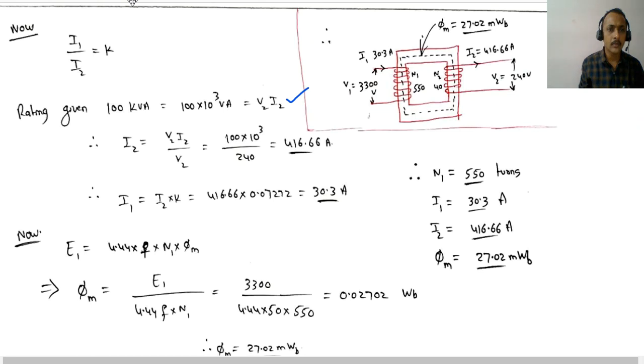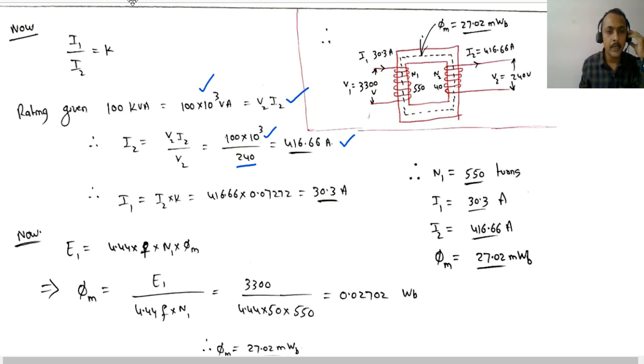Now if you want I2, this is power rating divided by voltage. If you take power divided by voltage, we will get the current. Power is already known, secondary side voltage 240. So I2 will be how much? The secondary side current is 416.66 amps. Clear?